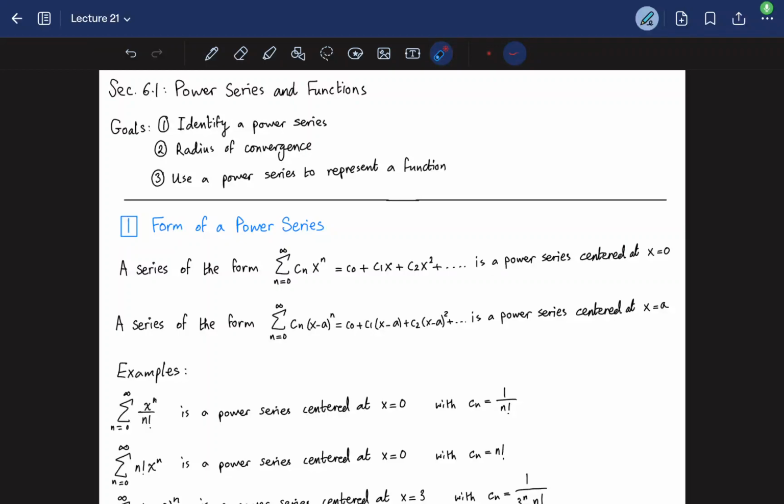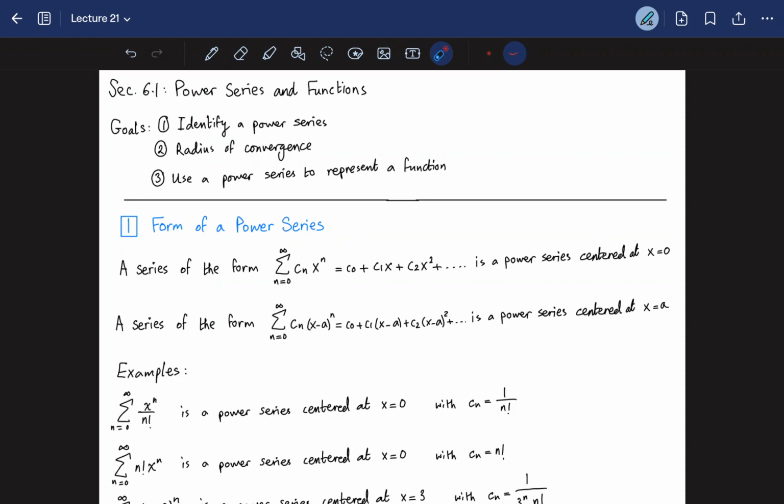So today we're going to start a new chapter, which is the chapter of power series, chapter 6. In section 6.1, we're going to start identifying what a power series is, and then we're going to talk about the radius of convergence and the interval of convergence for that power series, and then we're going to learn how to represent a function in terms of a power series.